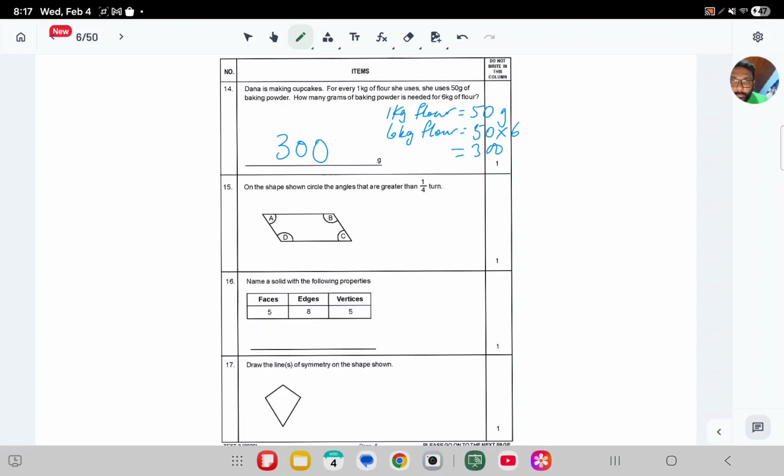On the shape shown, circle the angles that are greater than 1/4 turn. We know a quarter turn is 90 degrees, a right angle represented by the little square on the side. We need to know which one is greater. Alright, so therefore it will be this and this.